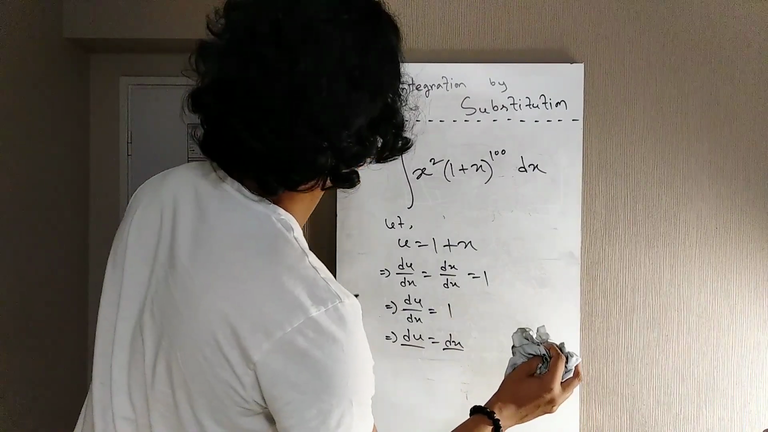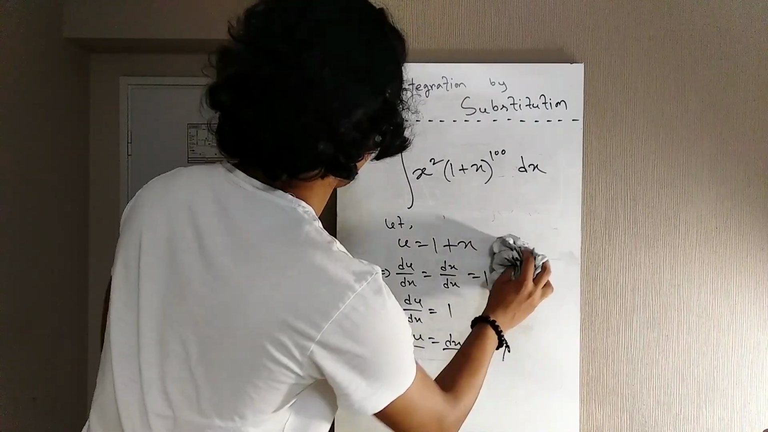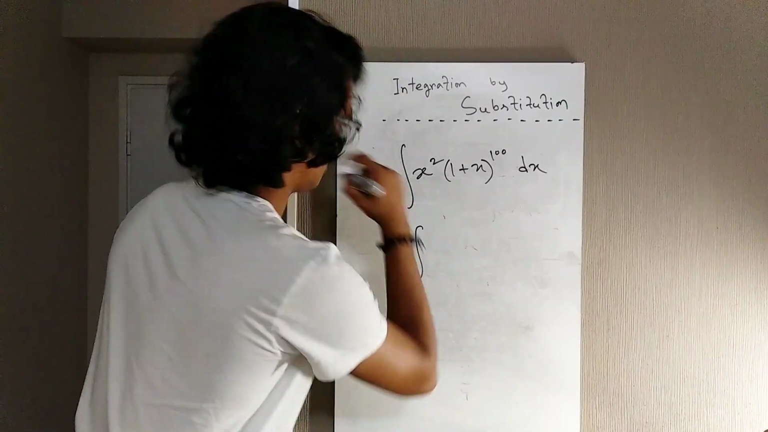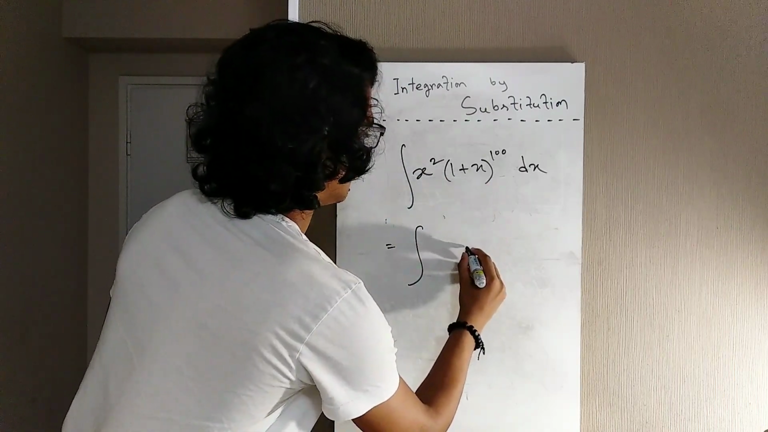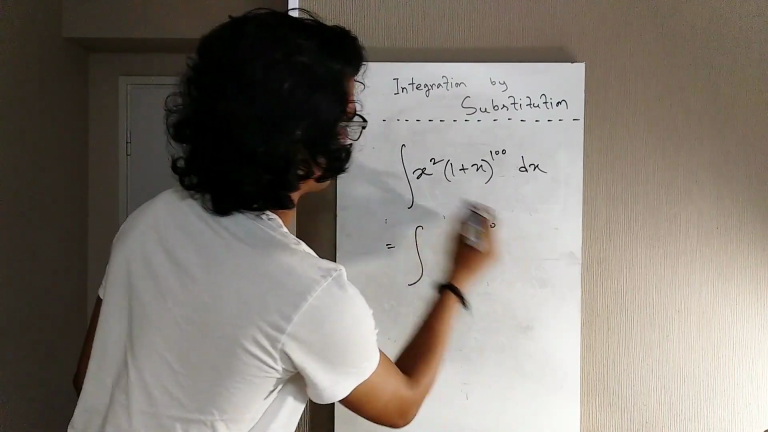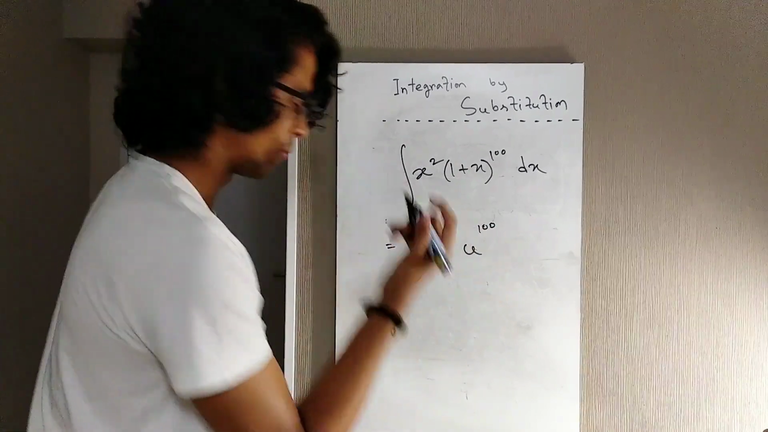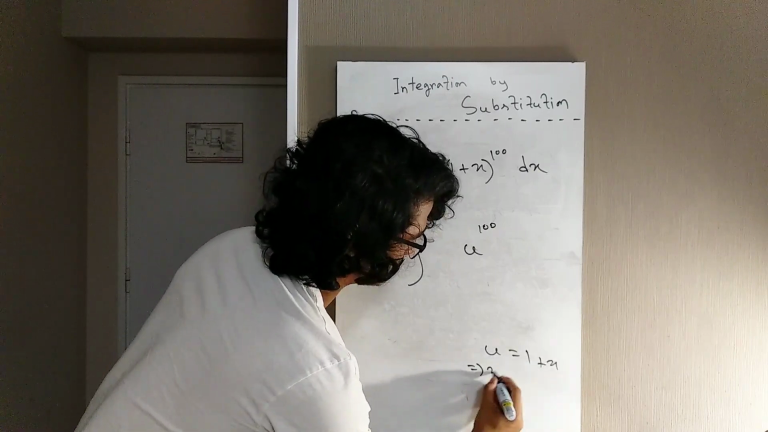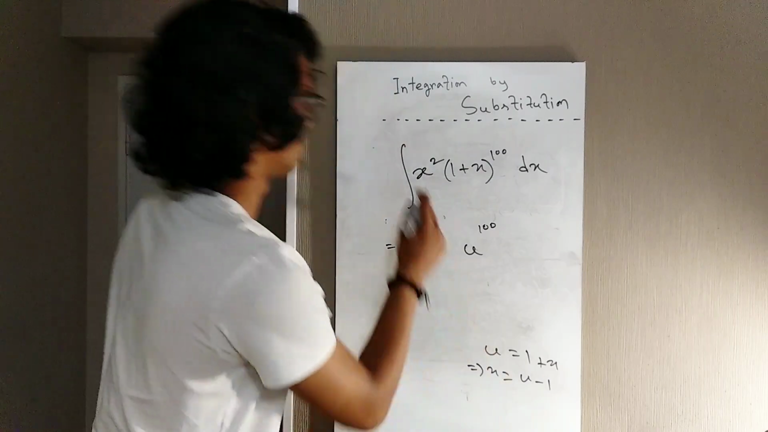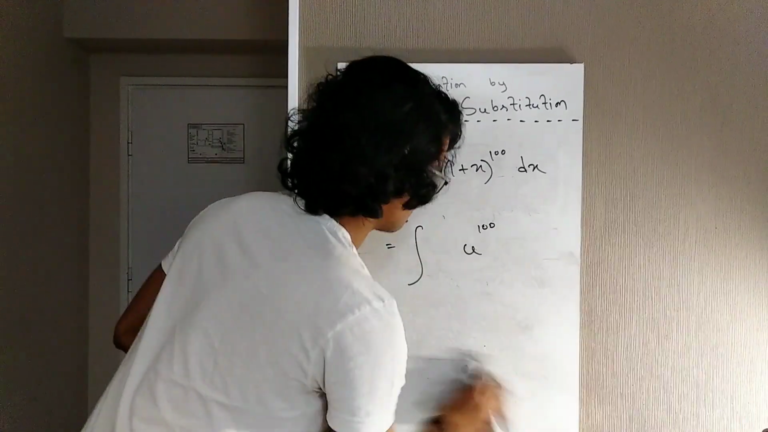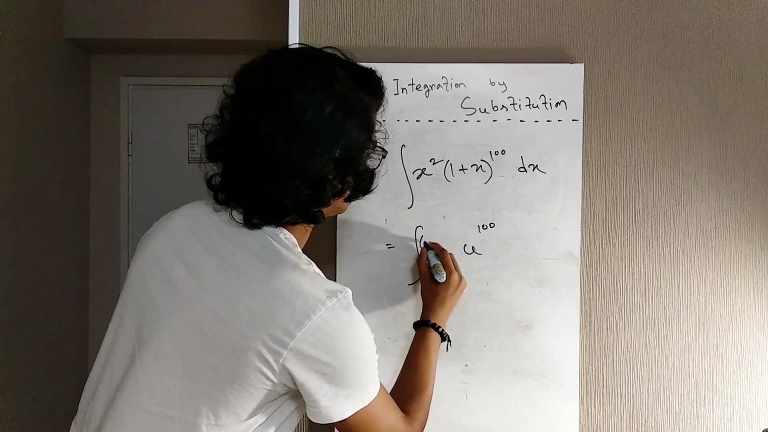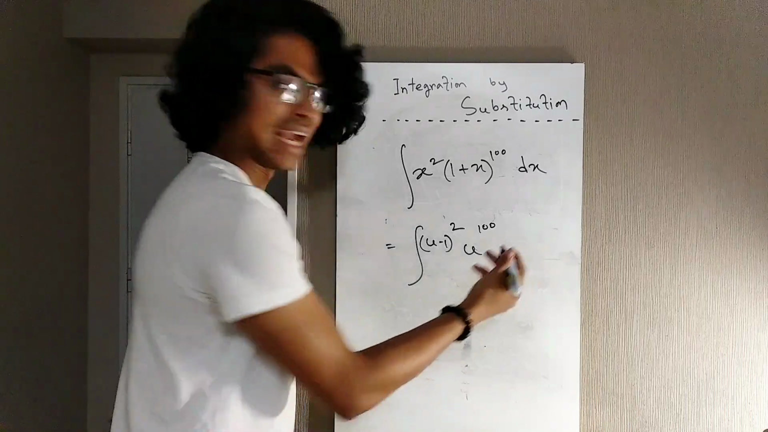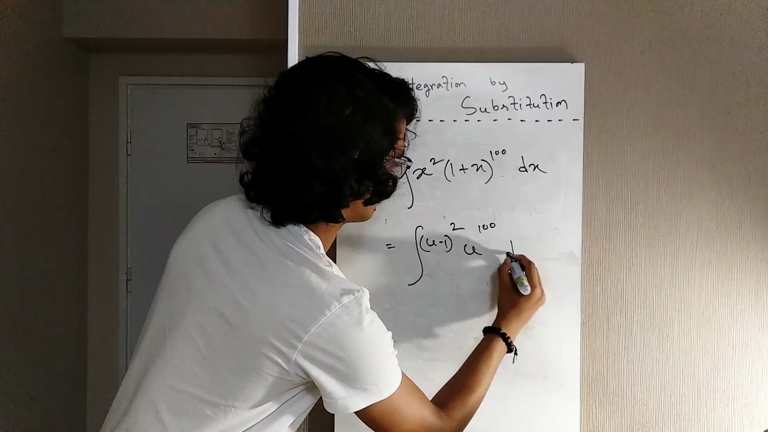we can substitute these things here in the original integral. So for 1 plus x we have u power 100, and what we're going to write for x squared, well, we assume that u equals 1 plus x. Then what is x? Well, x equals u minus 1, right? So we're going to substitute u minus 1 here. So you have (u minus 1) squared and then u power 100, and then dx, as we saw, dx is equal to du. So we're going to write du here.